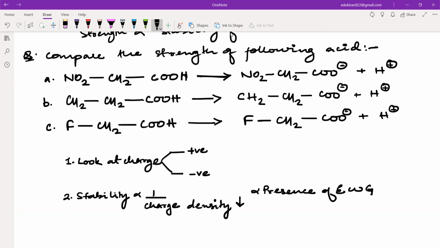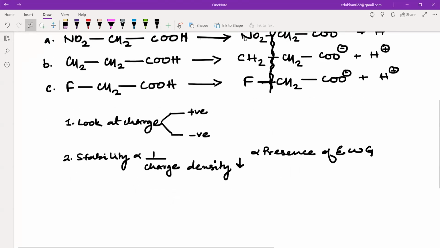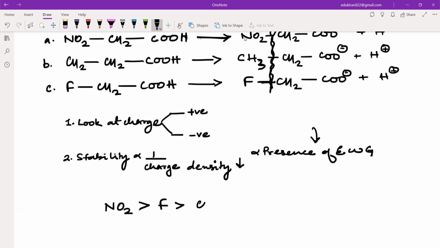electron withdrawing group. Now, what you need to compare is C. Don't compare whatever is similar. So this much part is similar. We have only difference in these parts: NO2, CH2, and fluorine. So I will say the presence of electron withdrawing group. Which is the most electron withdrawing group here? It is NO2. Directly this. Next is fluorine, and then next is CH2. Sorry, this will be CH3. My bad. Okay, CH3.